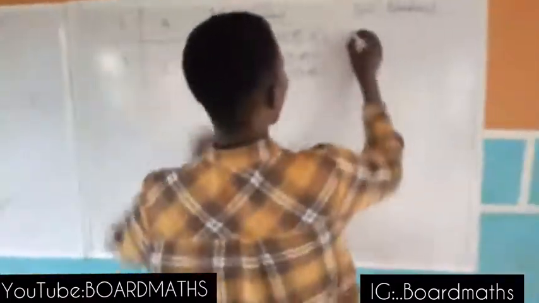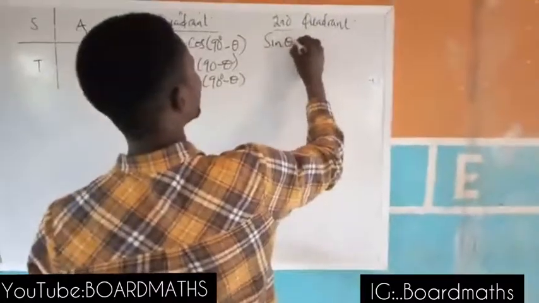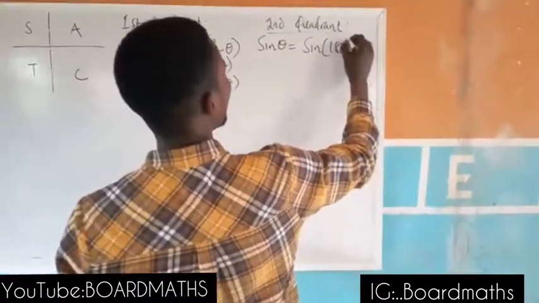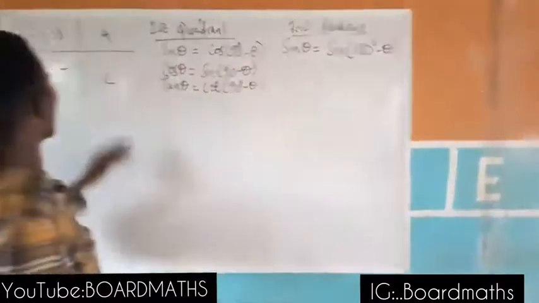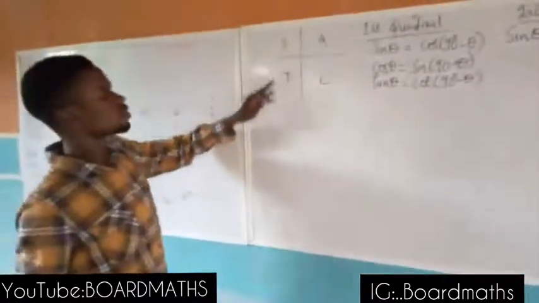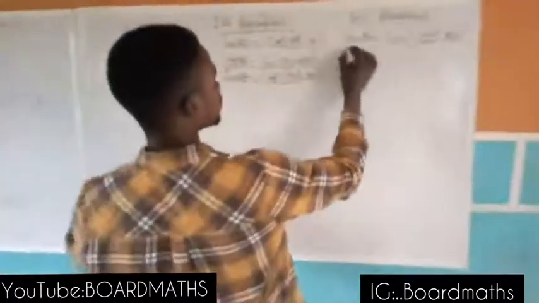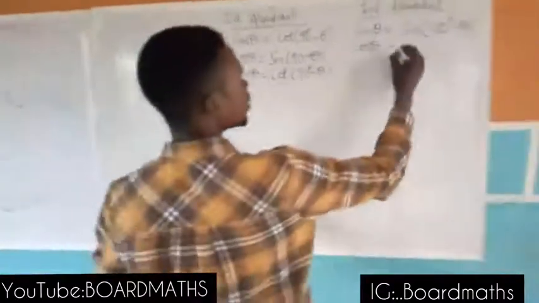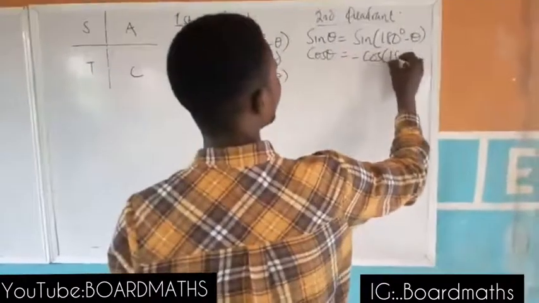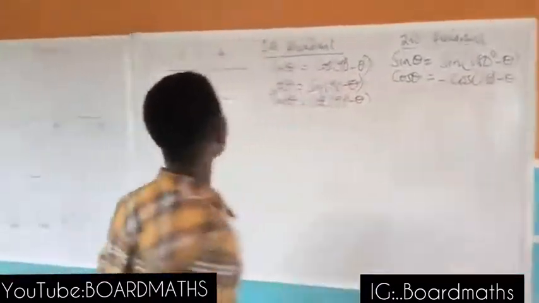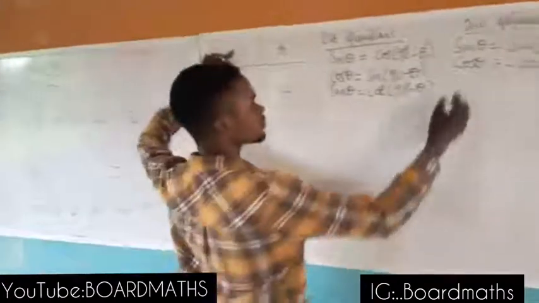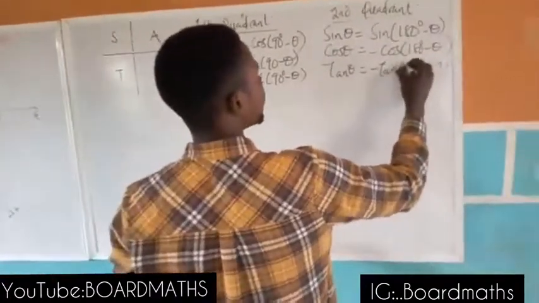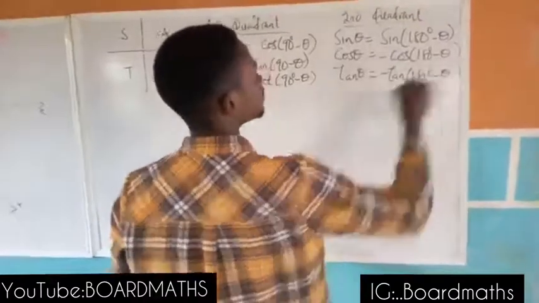So we have sine theta, we still mean sine theta, but here 180 degrees minus theta, because we are reducing to acute. Here cos remains the same, but cos is negative here, so we have minus cos of 180 degrees minus theta. And also tan will remain the same, but tan is negative here, so we have minus tan of 180 degrees minus theta.